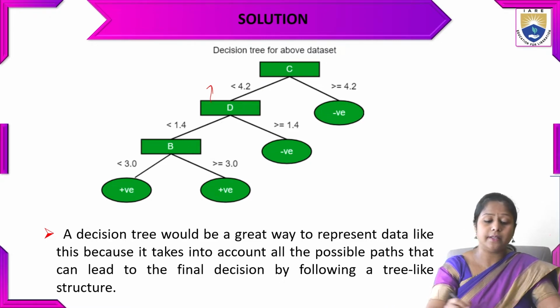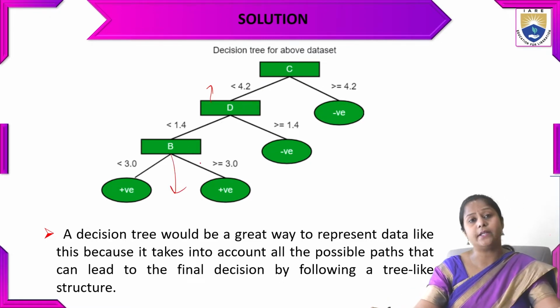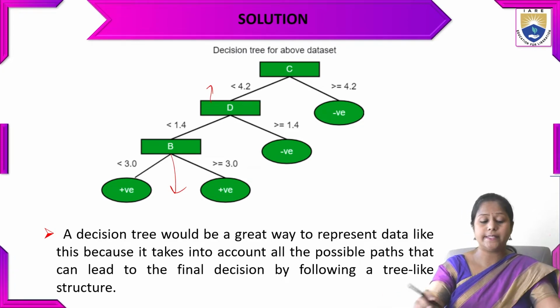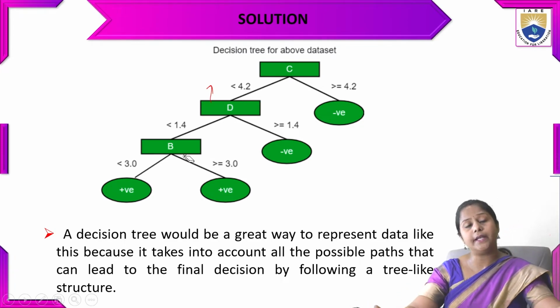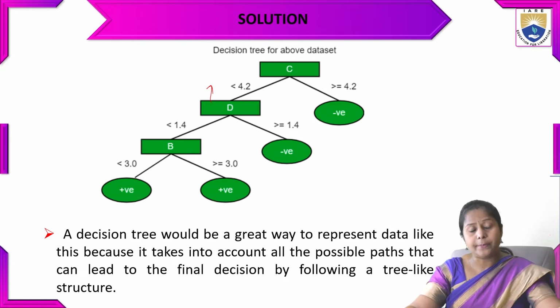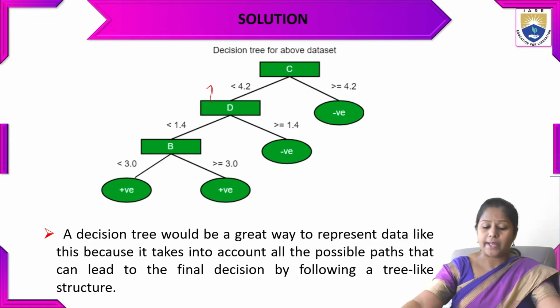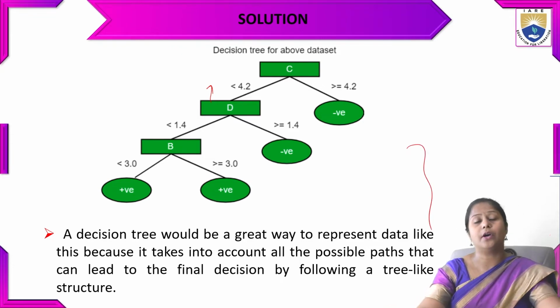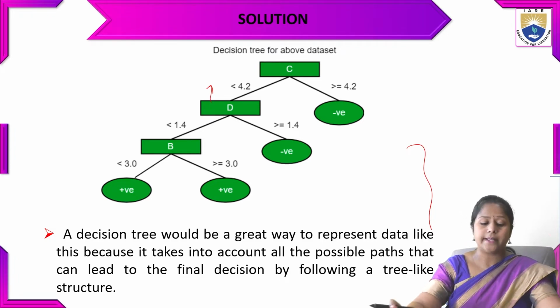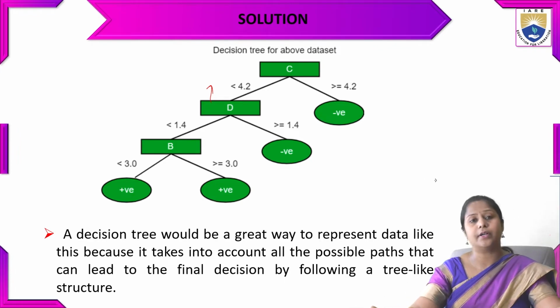So like this, again we will get the B as the lowest Gini index. So a decision tree would be a great way to represent the data, because it takes into account all the possible paths. So how many possible paths can there be? In the decision tree we can see them one by one, that can lead to a final decision for the end users, for the decision makers.